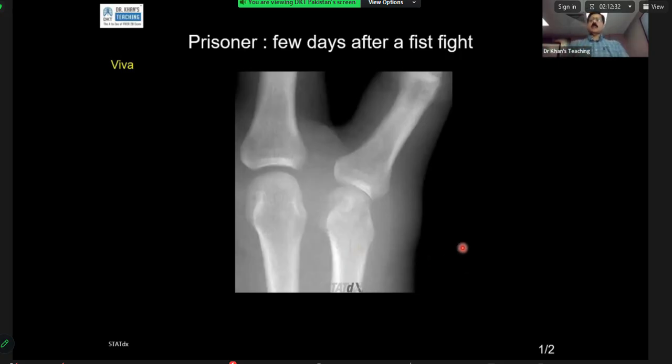So this patient is a prisoner. He ended up in the prison because he had a fight on a Saturday night, a fist fight, and then he developed some symptoms. Over to you. What are the findings here?